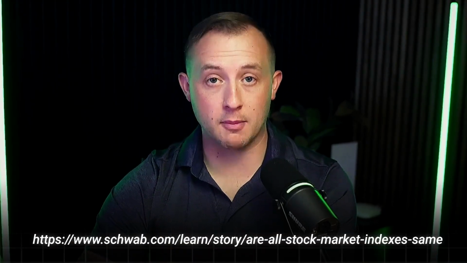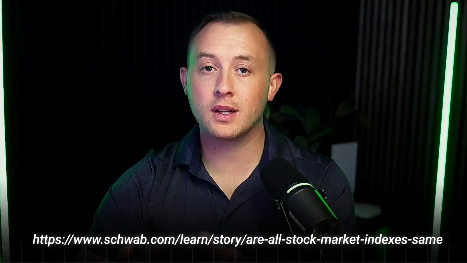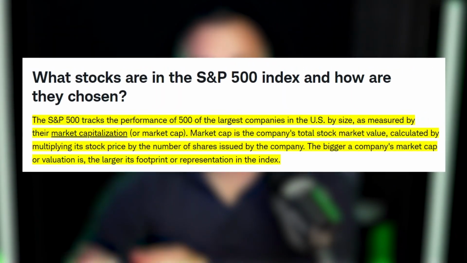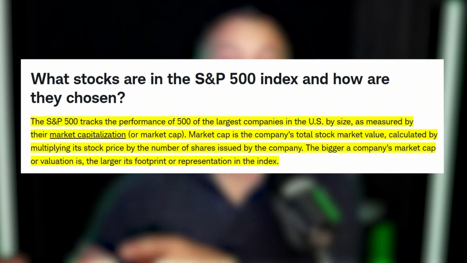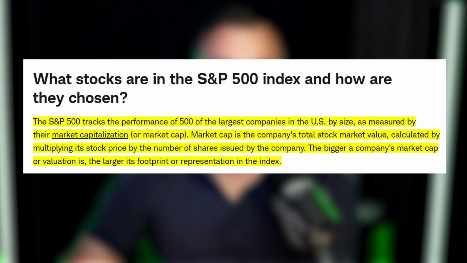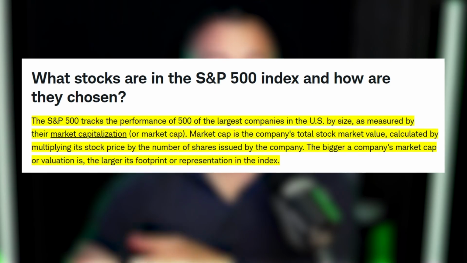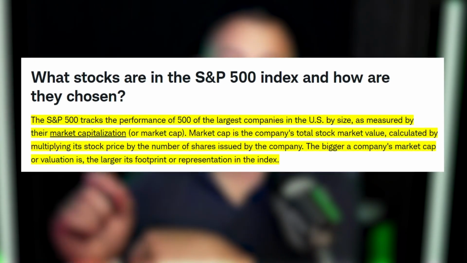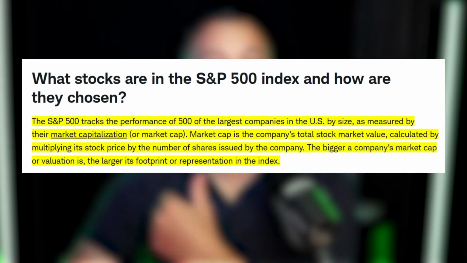Charles Schwab has a great article explaining the difference in these weighing methods, and I'll link it down below. I'll quickly cover just a few keynotes from the article. The S&P 500 tracks the performance of the 500 largest companies in the US by size, as measured by their market capitalization. Now, market cap is the company's total stock market value calculated by multiplying its stock price by the number of shares issued by the company.